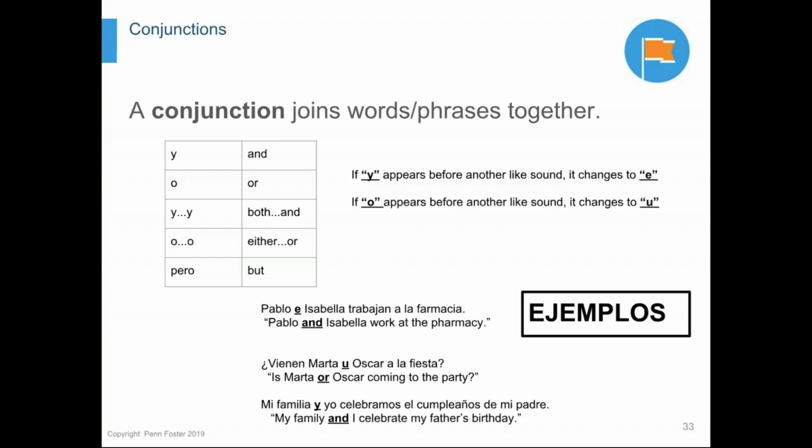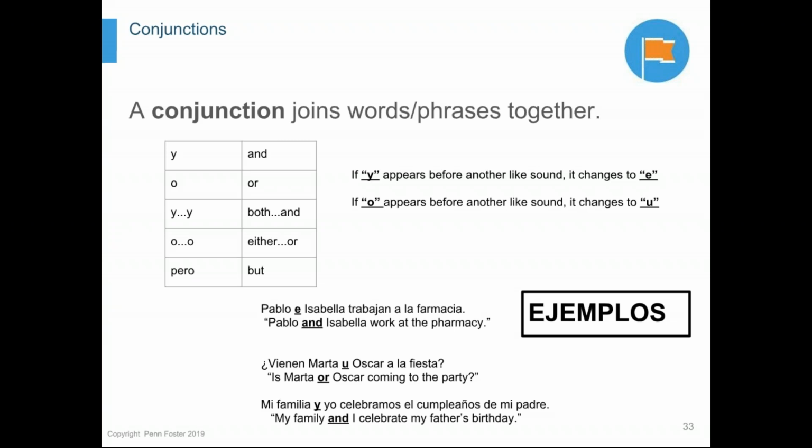Mi familia y yo, sometimes pronounced Joe, depending on the dialect. All right, the Y doesn't need to change in that context since yo doesn't have an E sound. Even though it starts with the letter Y, it doesn't sound like that before a vowel. Okay, so just a few common conjunctions and two exceptions to the rules for and or, E and O. Definitely something to keep in mind as well.